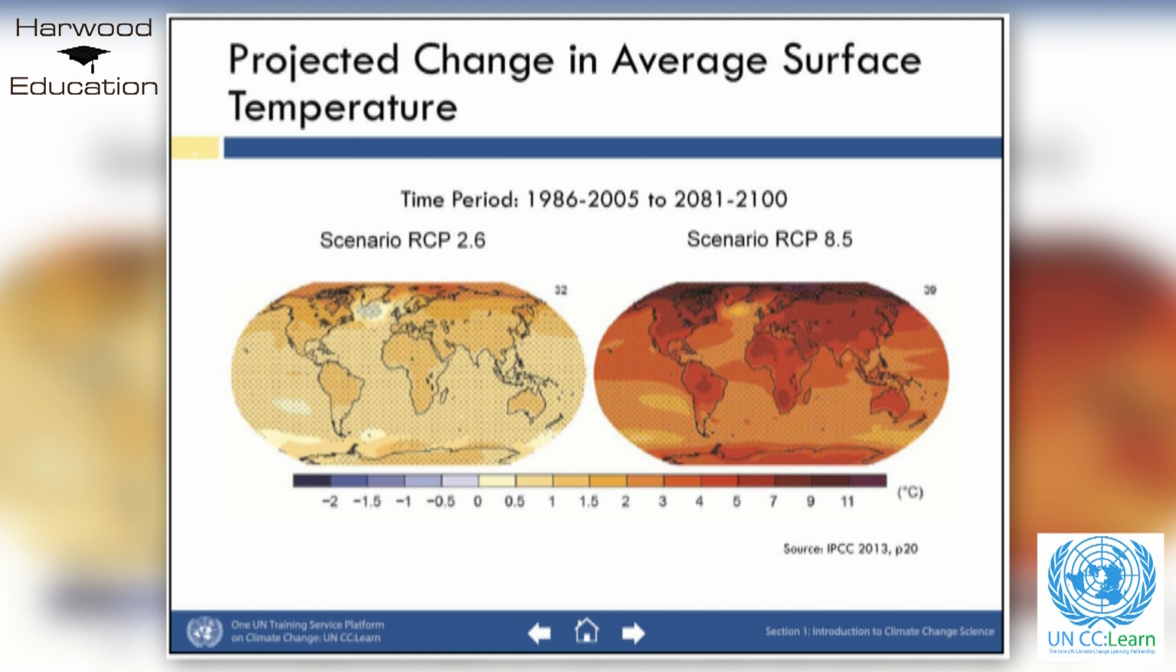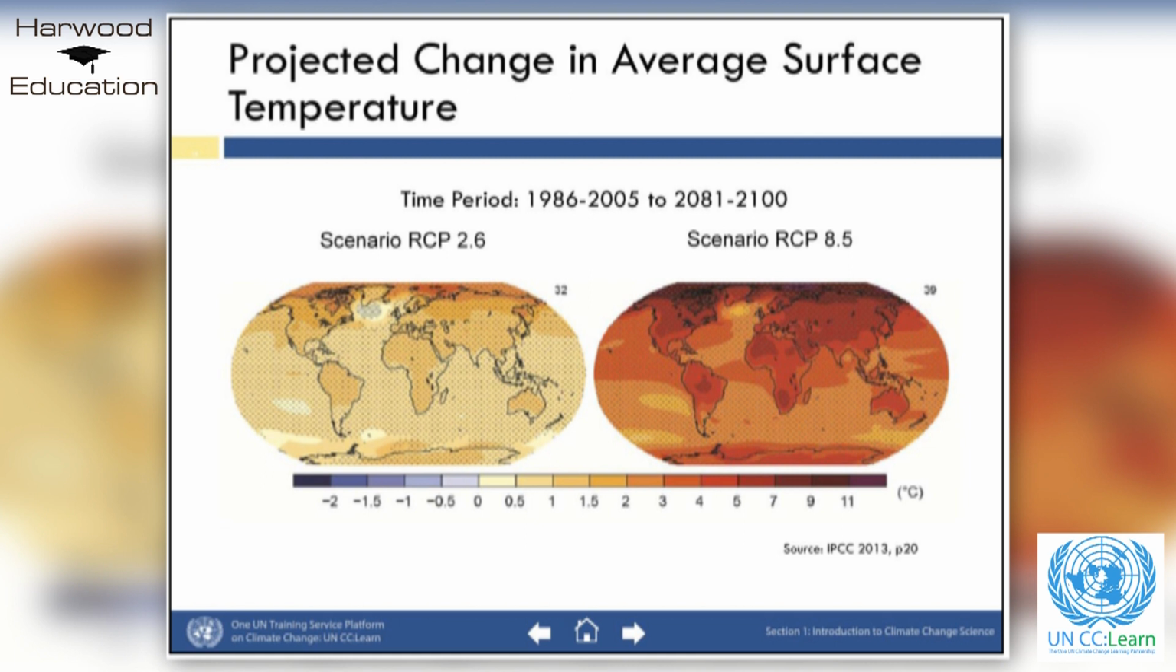RCP 2.6 projects an increase of 0.3 to 1.7 degrees centigrade in mean surface temperature compared to pre-industrial times, while RCP 8.5 projects an increase of 2.6 to 4.8 degrees centigrade by 2081 to 2100.